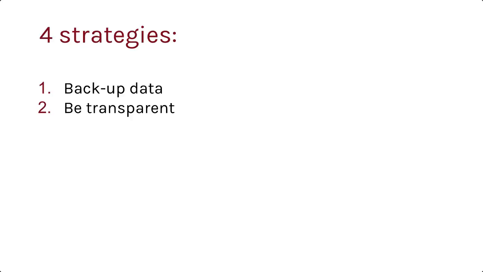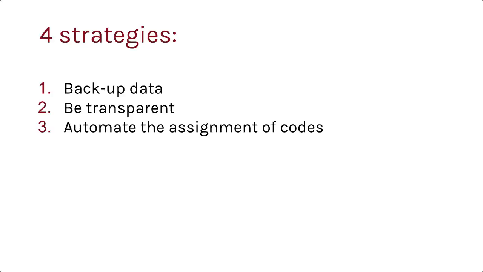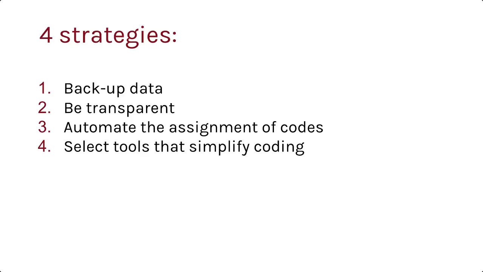To summarize, here are 4 strategies we recommend to help you avoid retraction and other lesser but still annoying pitfalls of research collection and analysis. Backup data or use trusted data storage tools in the cloud. Be transparent about missing data. Journals and grants may require data sharing. Use a script to automate the assignment of codes. And select tools that simplify coding and identify errors.